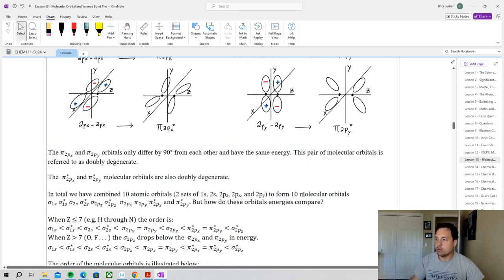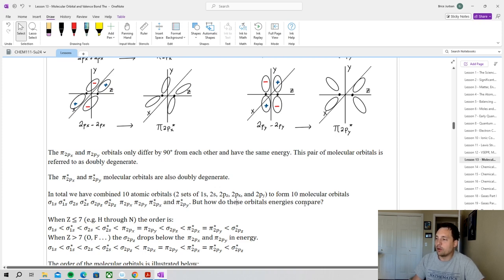In total, when we look at all of these molecular orbitals, we have 10 molecular orbitals that came about from combining 10 atomic orbitals: 2 sets of 1s, 2s, 2pz, 2px, and 2py. And these are a mouthful to say. It can take some practice. I definitely will take some practice to get a handle on each of these.